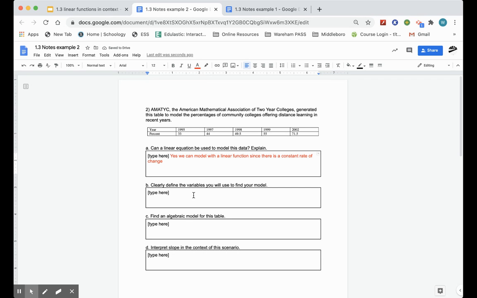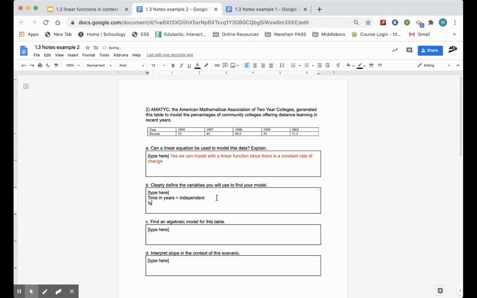Okay, so our variables: the time in years is the independent variable, I'm just going to call it indie, and the percent of colleges online is the dependent variable.